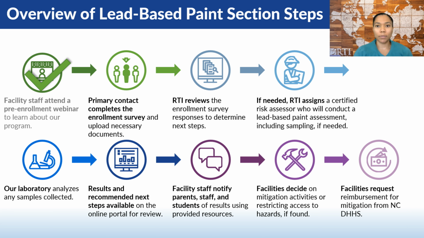To complete the lead-based paint section enrollment survey, the primary contact will need information on your facility, such as when it was built, student demographics, previous assessment details, any concerns about exposure, past and planned building renovations, and exemption documentation if applicable. Exemption documentation must be submitted to RTI for a facility to be eligible for an exemption from an on-site assessment.